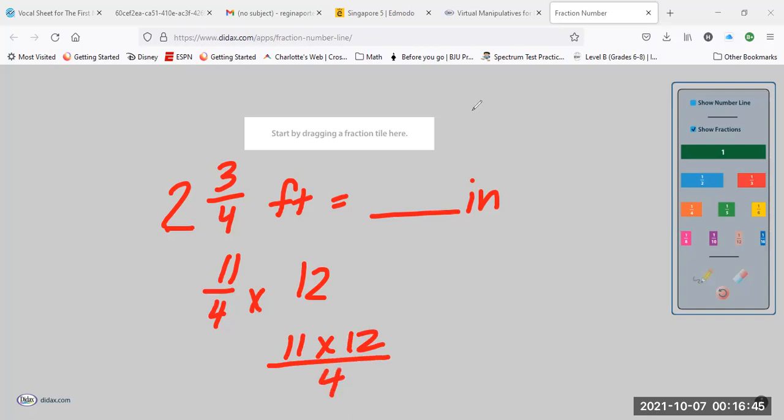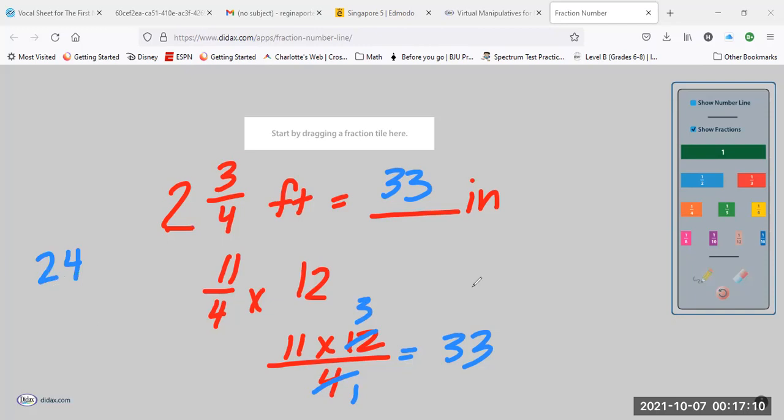Remember that you can simplify. 4 divided by 4 is 1. 12 divided by 4 is 3. So 11 times 3 is 33 inches. This is all in one step. That's a little simpler than saying, okay, 2 feet would be 24 inches. You can do it this way too.